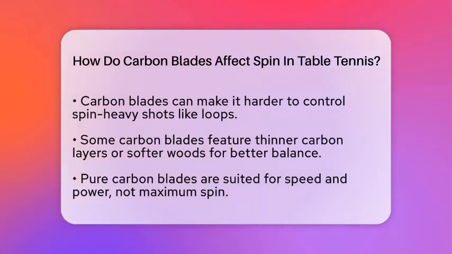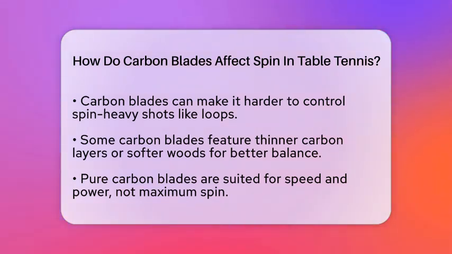Some are designed with thinner carbon layers or combine carbon with softer woods. These designs can provide a better balance between speed, control, and spin. But typically, pure carbon blades, or those with thick carbon layers, are best for players seeking speed and power rather than maximum spin.